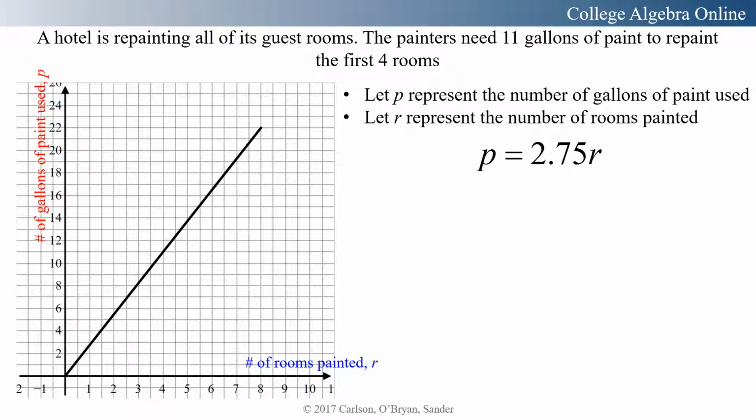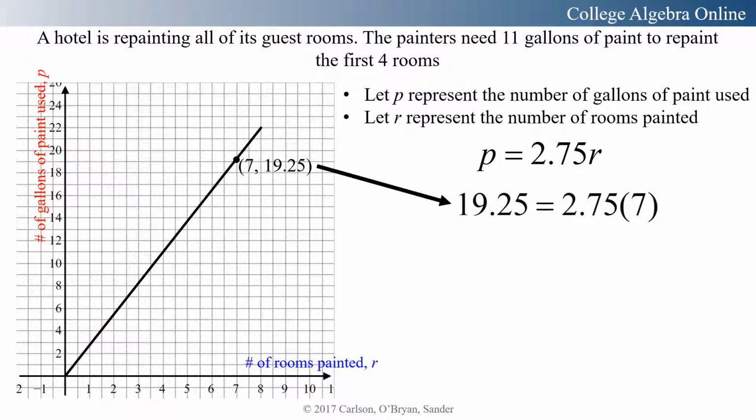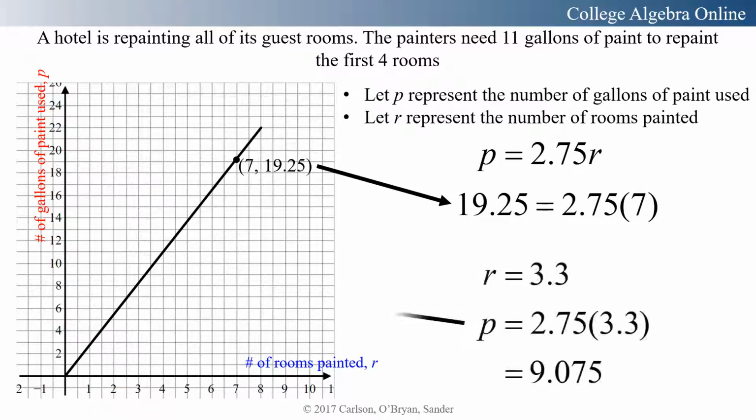For example, the point (7, 19.25) is on the graph of P in terms of R, and this pair of values is a solution to the formula relating P and R. On the other hand, the formula tells us that when R equals 3.3, P equals 9.075, and hence the point (3.3, 9.075) is on the graph of P in terms of R.